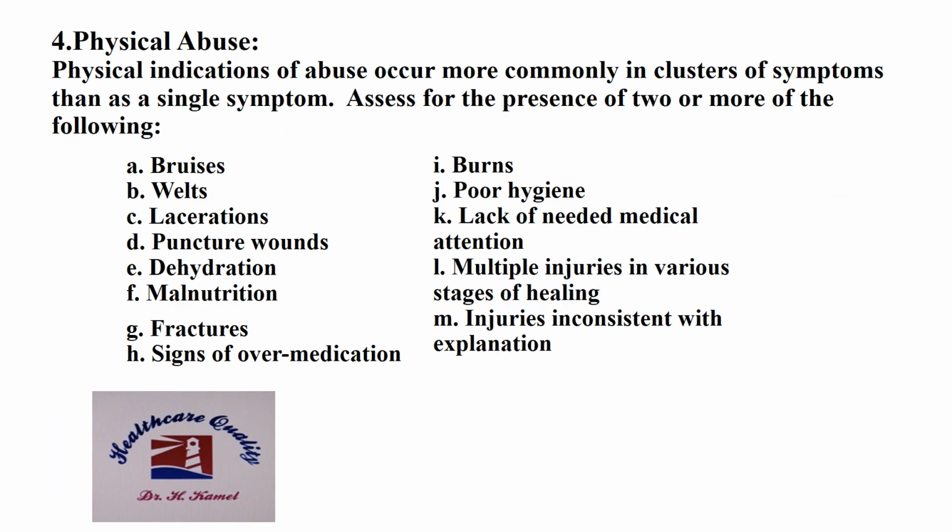4. Physical abuse. Physical indications of abuse occur more commonly in clusters of symptoms than as a single symptom. Assess for the presence of 2 or more of the following: bruises, welts, lacerations, puncture wounds, dehydration, malnutrition, fractures, signs of over-medication, burns, poor hygiene, lack of needed medical attention, multiple injuries in various stages of healing, and injuries inconsistent with explanation.